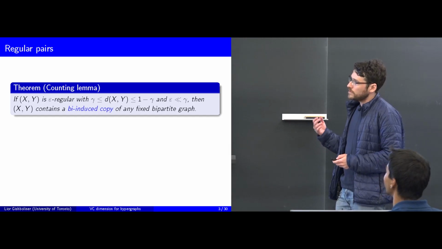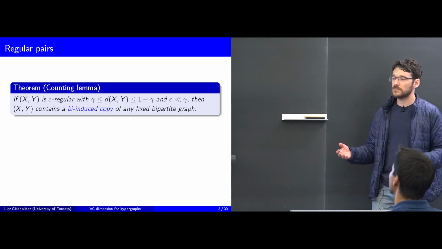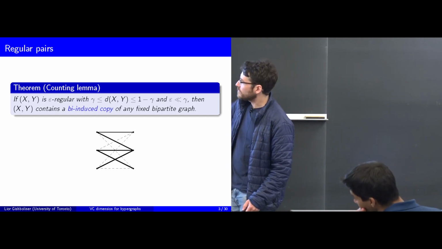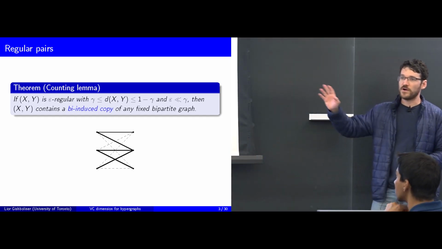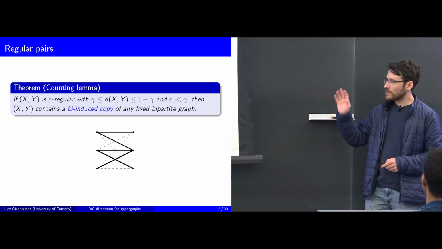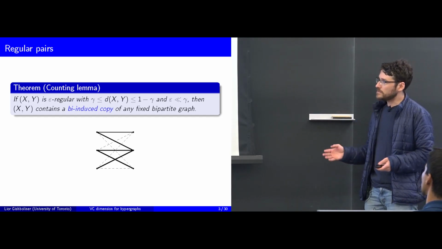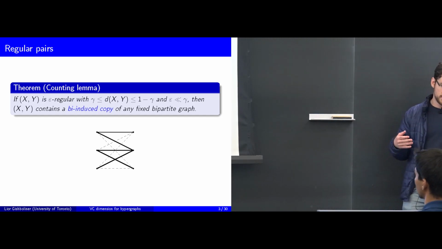Now in a random graph, you expect to have a copy of any fixed thing you want. So for example, the really fat lines are edges and the dashed lines are non-edges. If you want to find a copy of this in your random bipartite graph, you're guaranteed to have it. And in this sense, the intuition of regular as random-like is correct.